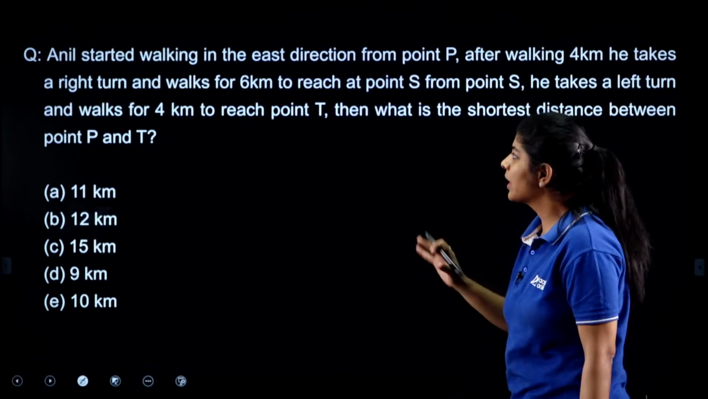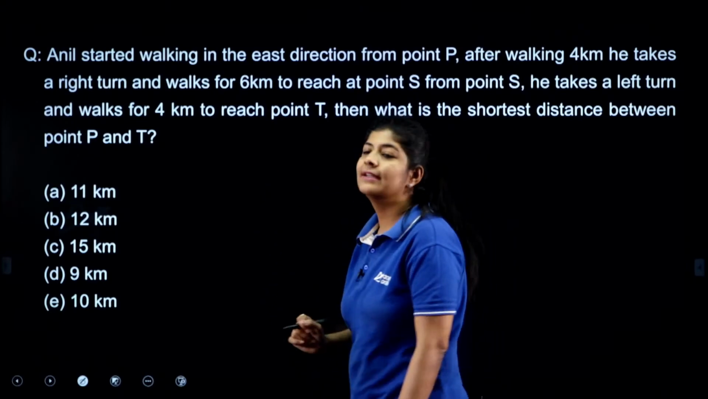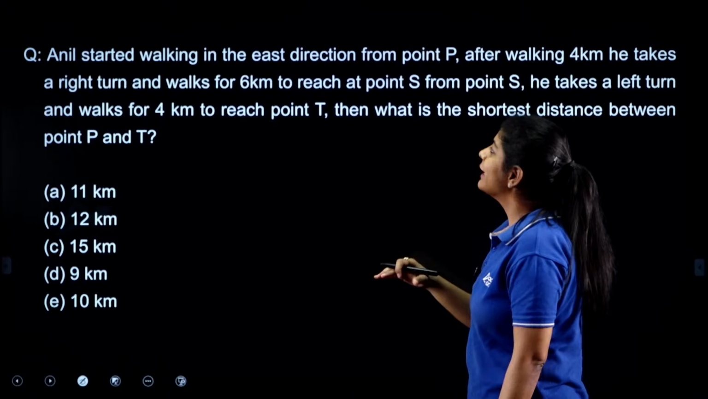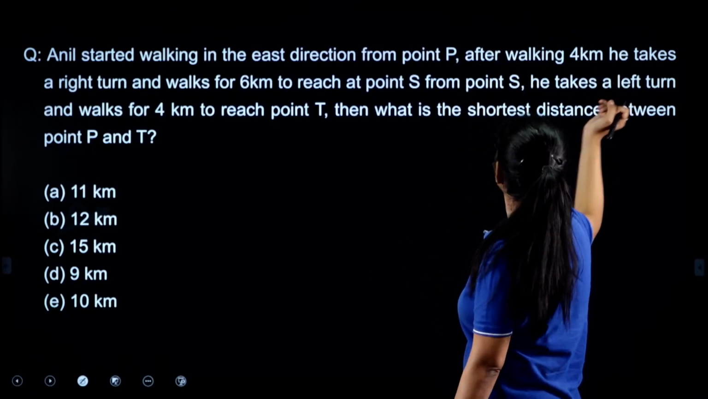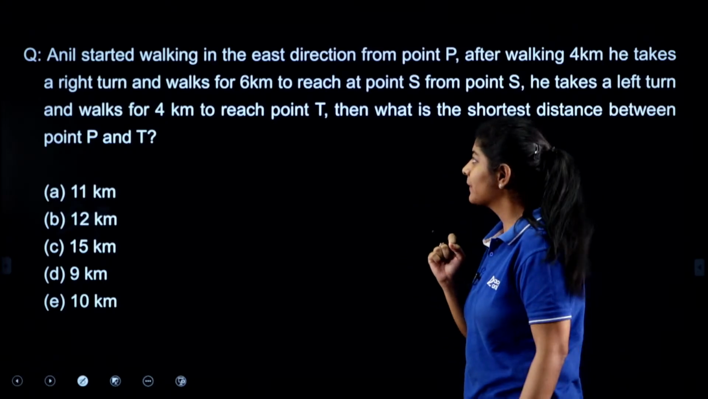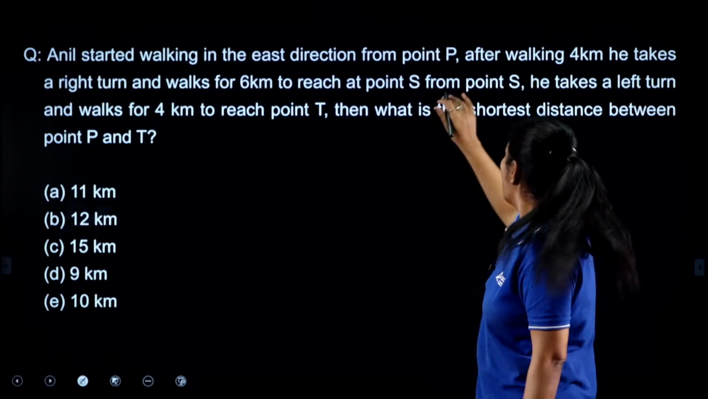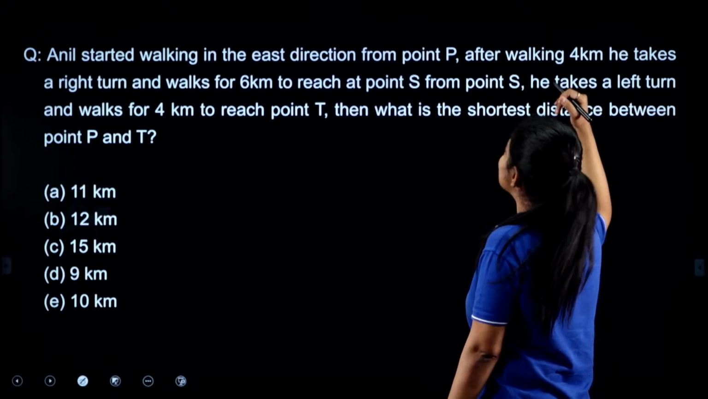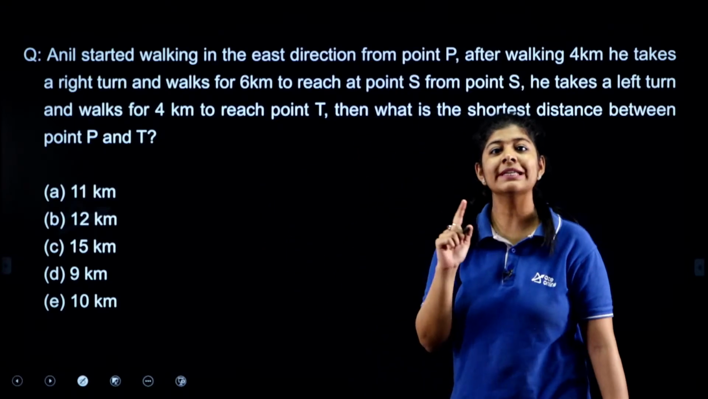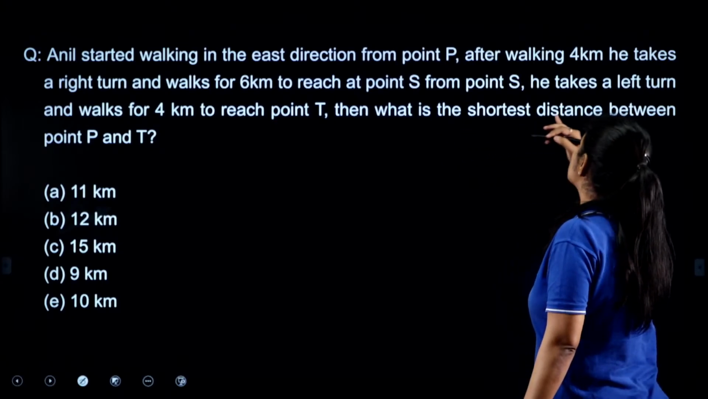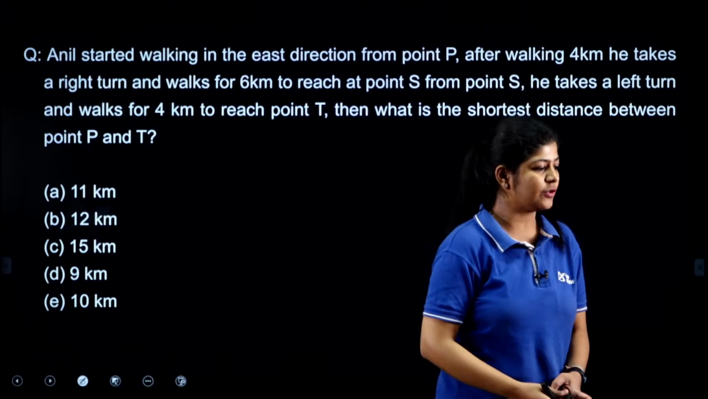Right? Next. The next question is again a very simple one, and the question is saying that Anil started walking in the east direction from point P. After walking 4 km, he takes a right turn and walks for 6 km to reach point S. From point S, he takes a left turn and walks for 4 km to reach point T. Then what is the shortest distance between point P and T? This is what we need to figure out.